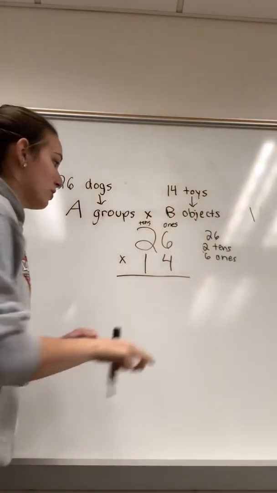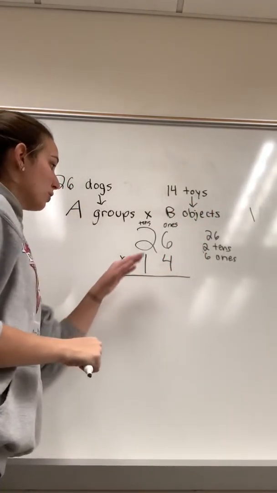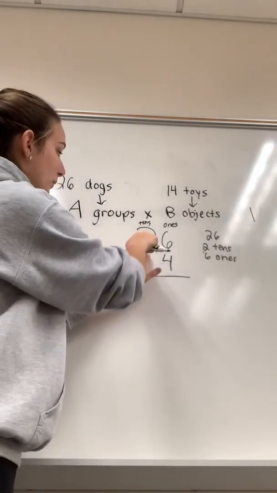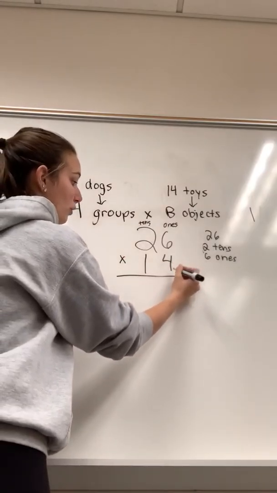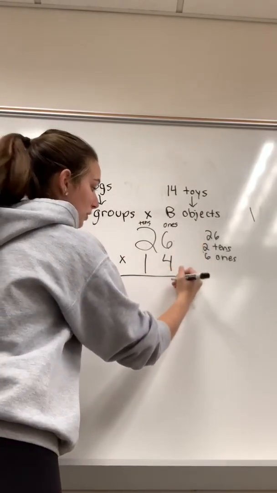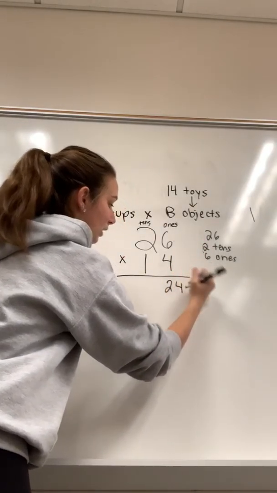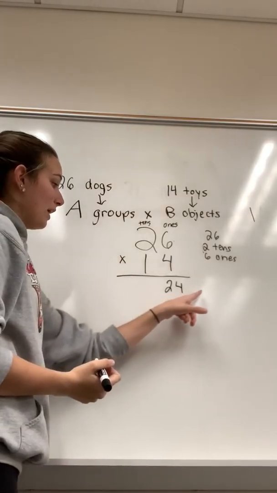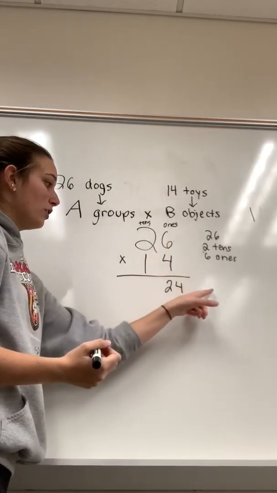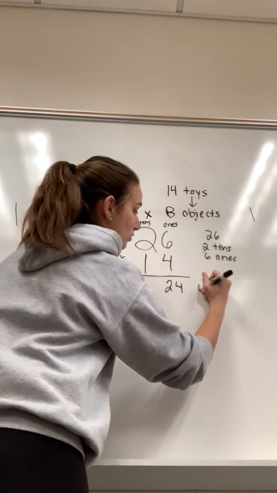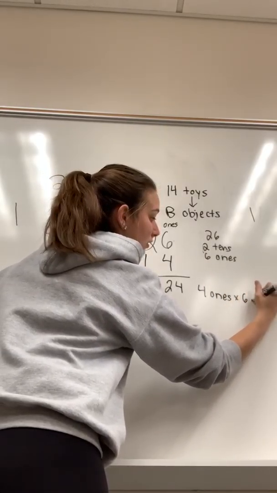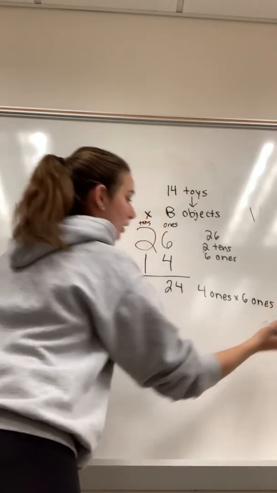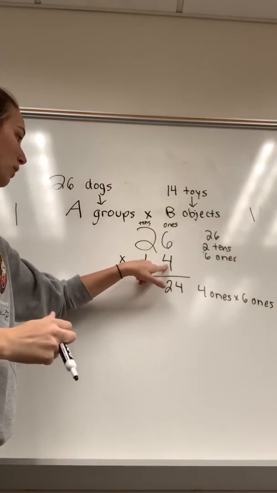So the first step is to start with the ones column. So we're gonna cover this and we're going to do 26 times 4. So the first step is to do 4 ones times 6 ones equals 24. And so you always write it out to the side what you did so you can keep track of it. So 4 ones times 6 ones is what we did. Then you're going to finish with your ones column.